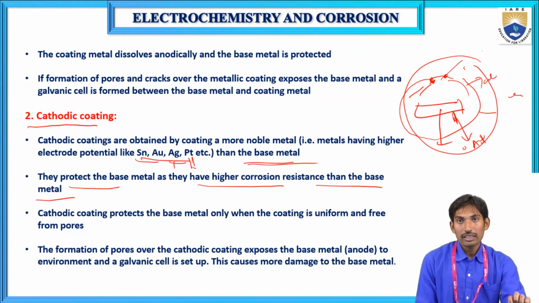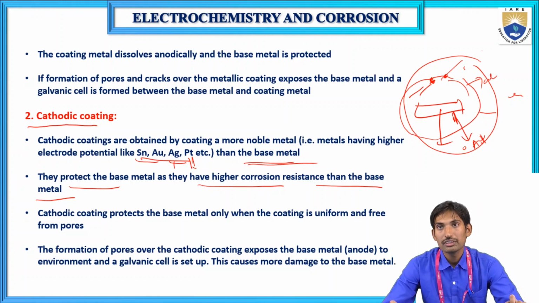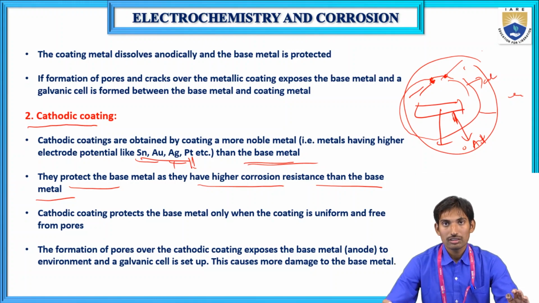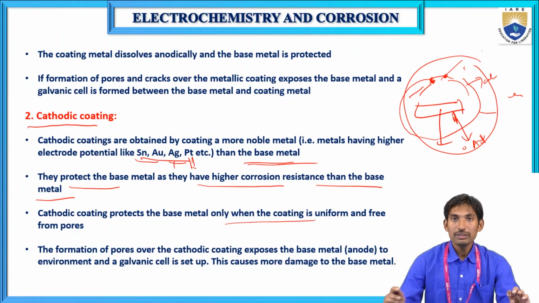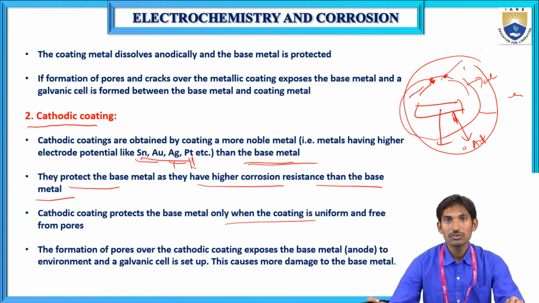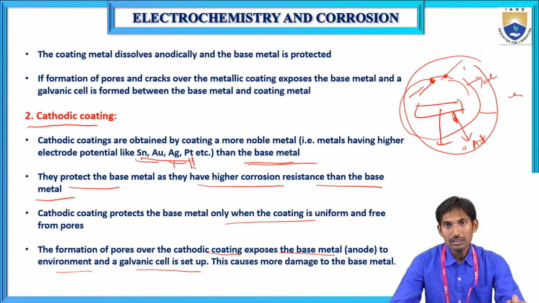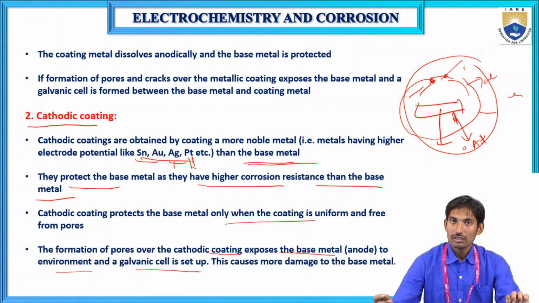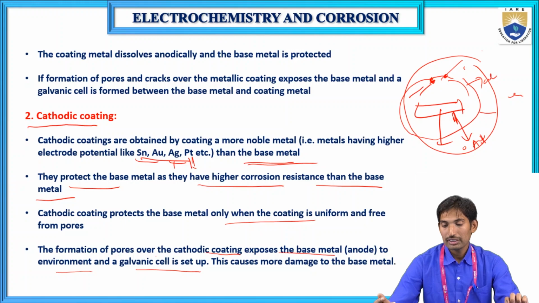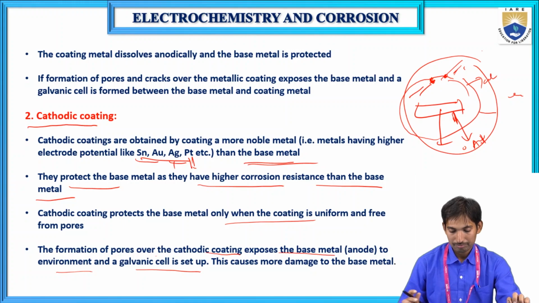Okay. The cathodic coating protects the base metal only when the coating is uniform and cracks are not there. Our metal coating should be free from cracks or pores, then only it will protect our base metal. The formation of pores over the cathodic coating exposes the base metal anode to the environment and a galvanic cell is set up. Already I explained how the galvanic cell is set up. If any cracks or pores are there on our surface, it acts as a galvanic cell.